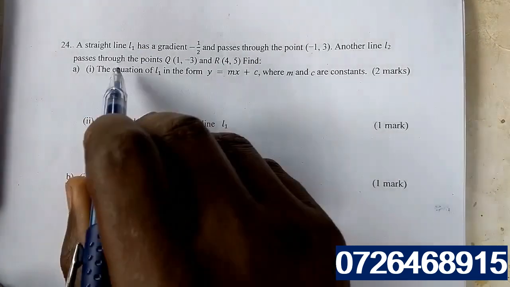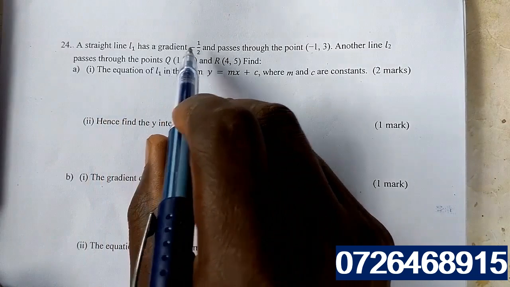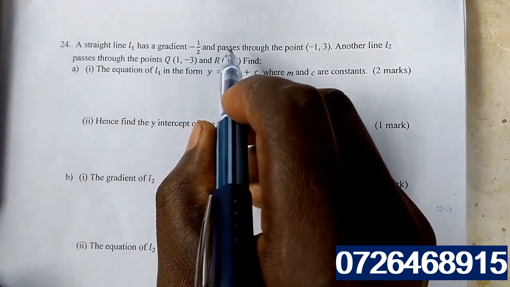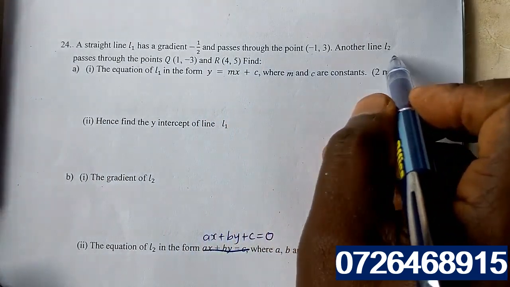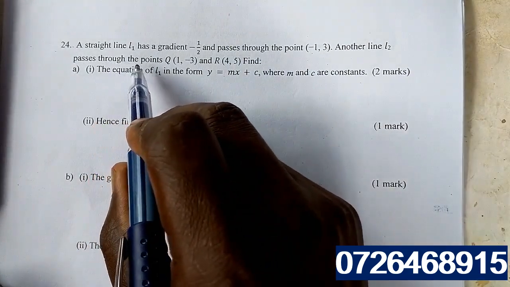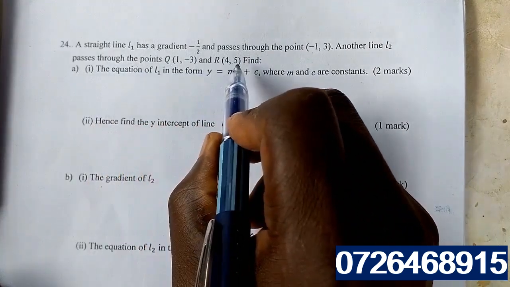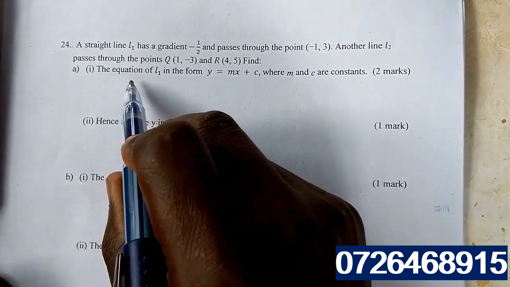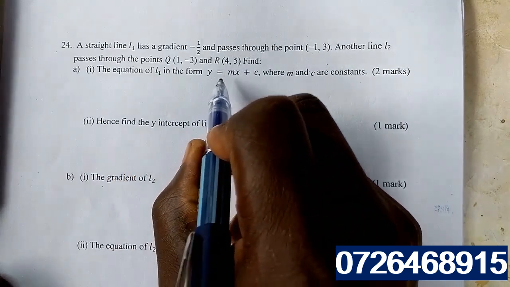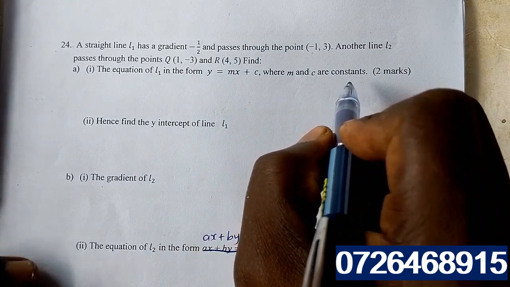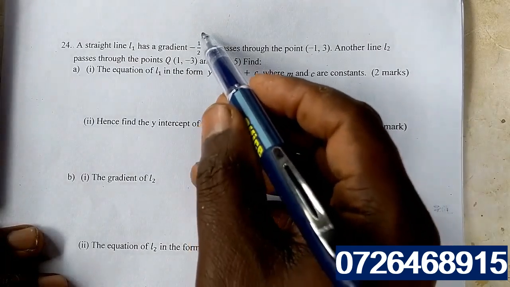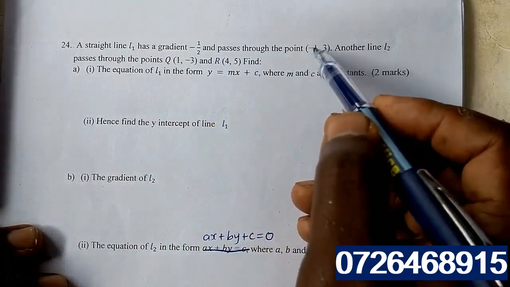A straight line L1 has a gradient of -1/2 and passes through this point. Another line L2 passes through this point and this point. Find the equation of L1 in the form y equals mx plus c, where m and c are constants. So we have been given the gradient of L1. We have the point, that's very simple.